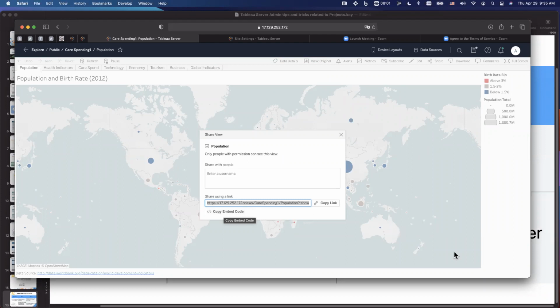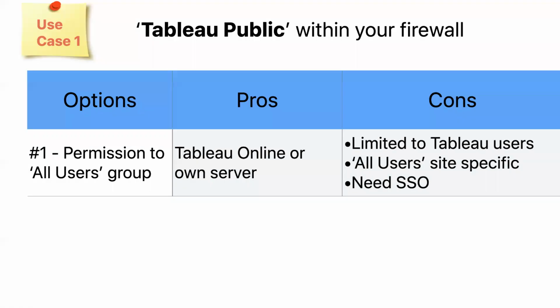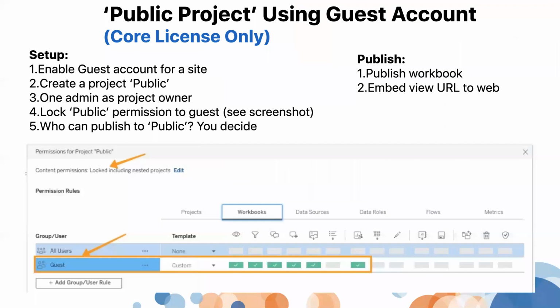That is my Tableau Public within your organization. Okay. I'm going to give you a recap. Again, you will have these slides. I know you like my slides. The step-by-step how to achieve this. The key thing is lock the project permission and enable the guest account and then give this guest access for the project.